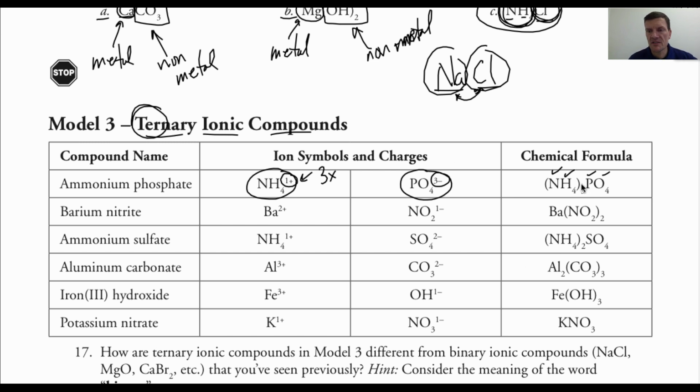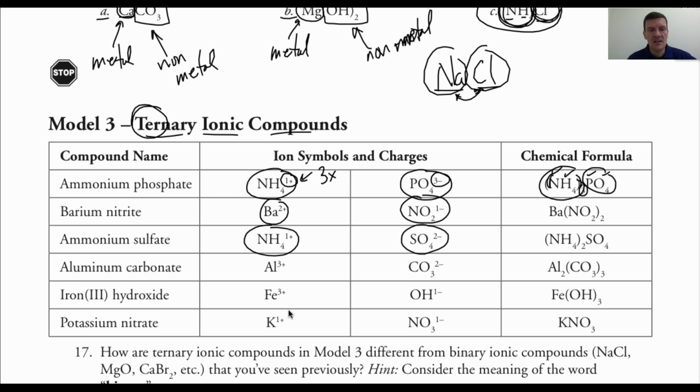Notice that's why there's a 3 right here. This whole polyatomic ion is put into a group, and then there's a subscript of 3 outside that group to show you need 3 of the ammoniums and just 1 of the phosphates. Here's your barium. There's a metal, but now there's your polyatomic ion. Ammonium, a cation polyatomic ion, and sulfate, a negatively charged anion polyatomic ion.